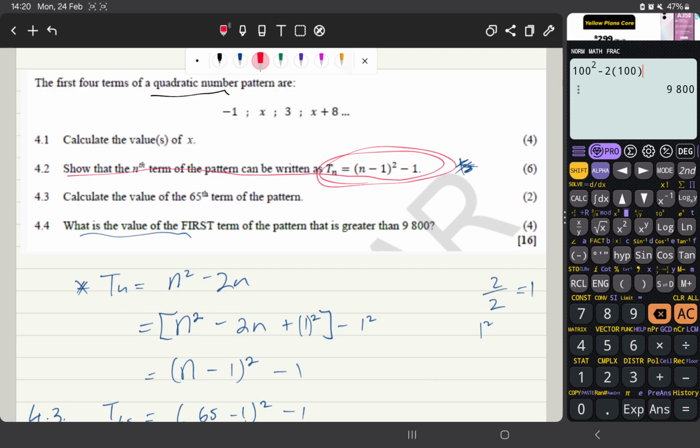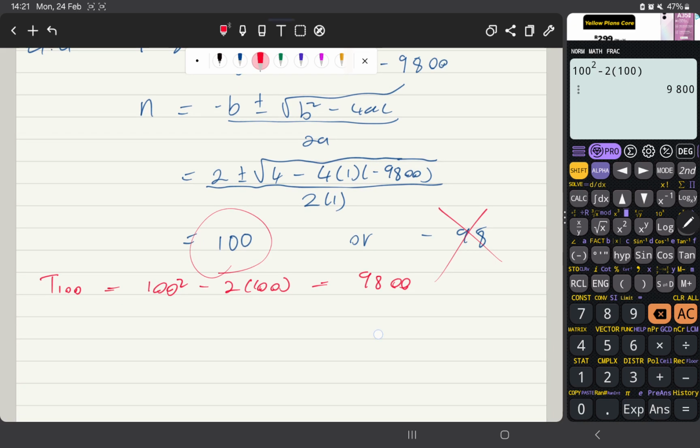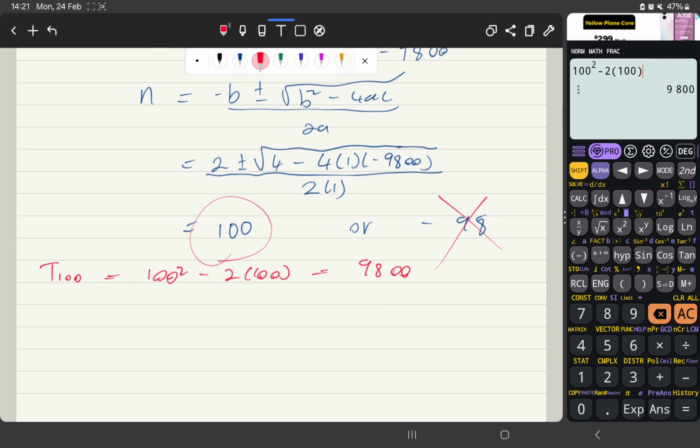They say, what is the first term of the pattern to be greater than that? I mean, it's very easy here. You are seeing that term 100 gives you exactly that. Therefore, it's going to be term 101, right? Because of course now you put n as 101, you're getting a value greater than 9,800. So that's the first one.